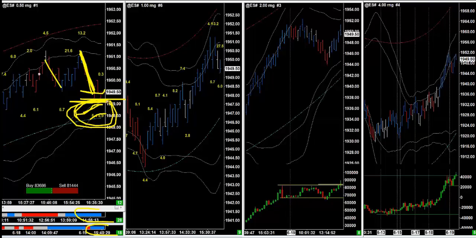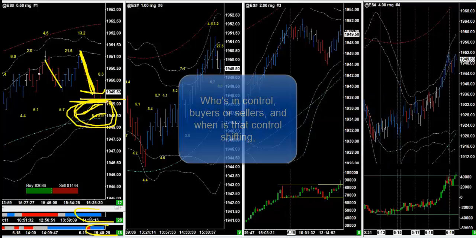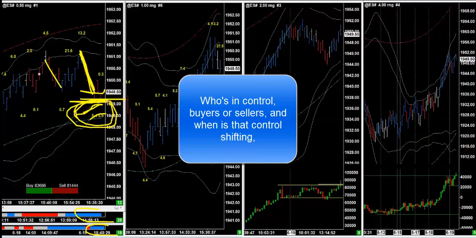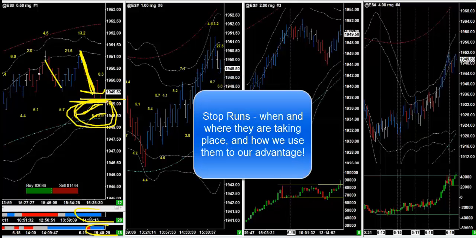So again, Wednesday evening, 8 p.m., we're going to go much deeper into bias, trade location, and the order flow clues that we use for confirmation. We're going to talk about how we identify trapped traders in the market and how we use that information to our advantage. We're going to talk about identifying who's in control, buyers or sellers, and when that control is shifting. We're going to talk about the stop runs, when and where they're taking place. So a lot of good stuff to look forward to.